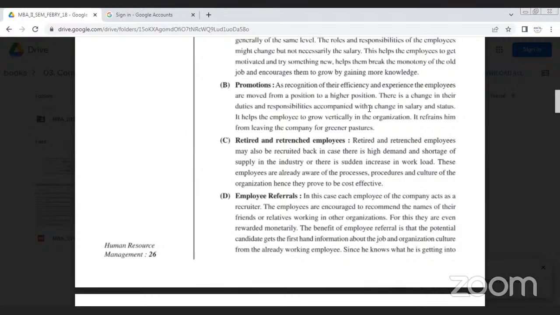It helps the employees to grow vertically in the organization. It prevents them from leaving the company for greener pastures. Third is retired and retrenched employees. Retired and retrenched employees may also be recruited back in case there is a high demand and shortage of supply in the industry, or there is a sudden increase in workload. These employees are already aware of the processes, procedures, and cultures of the organization. Hence, they prove to be cost effective.